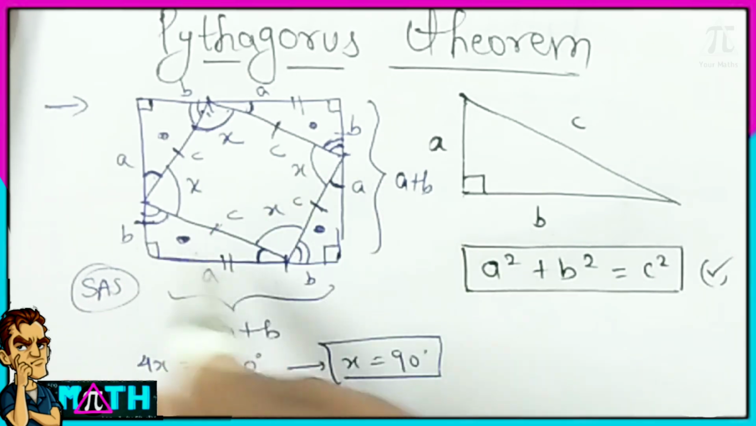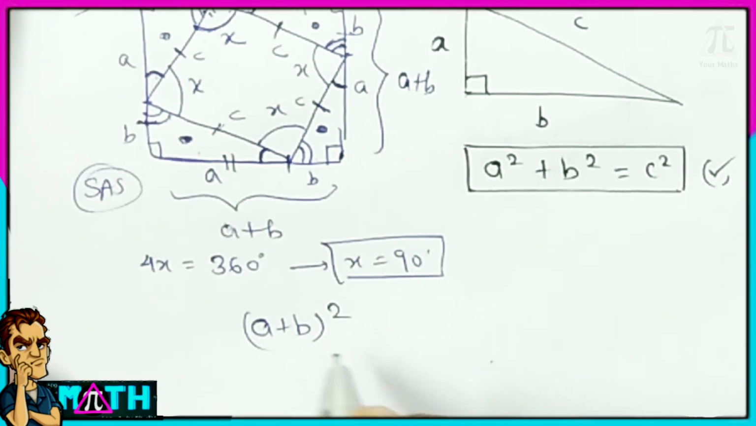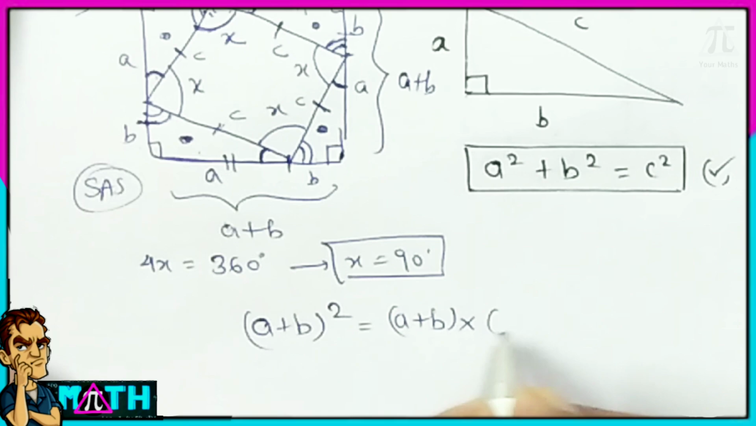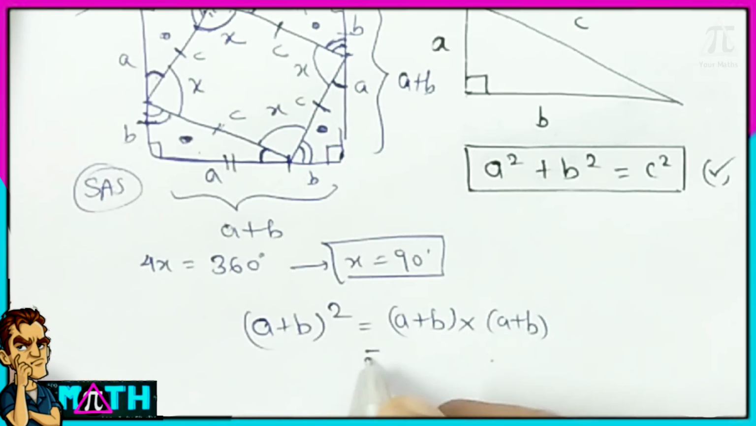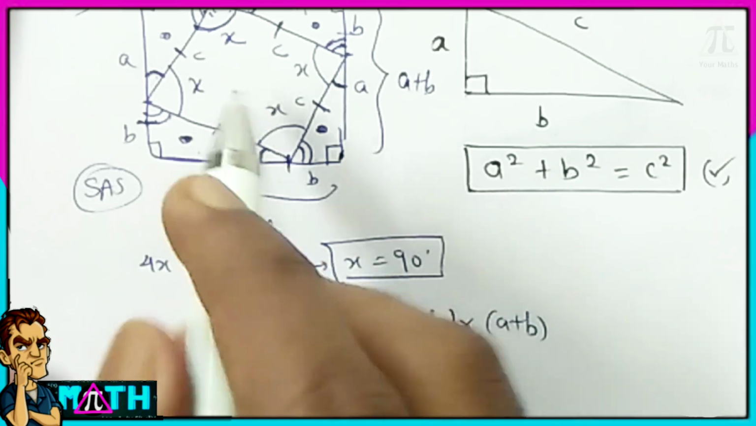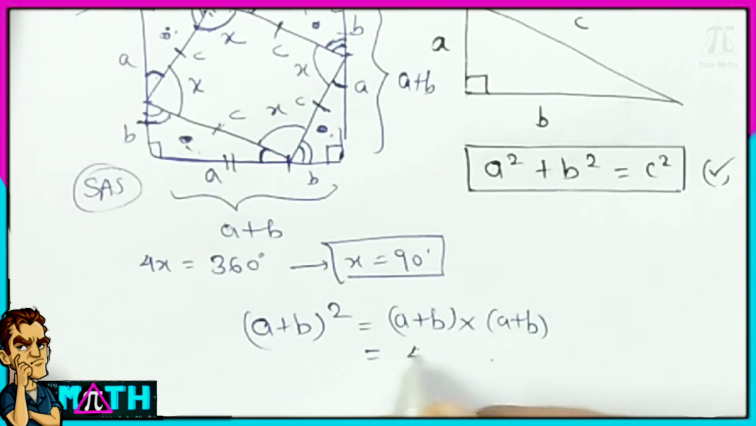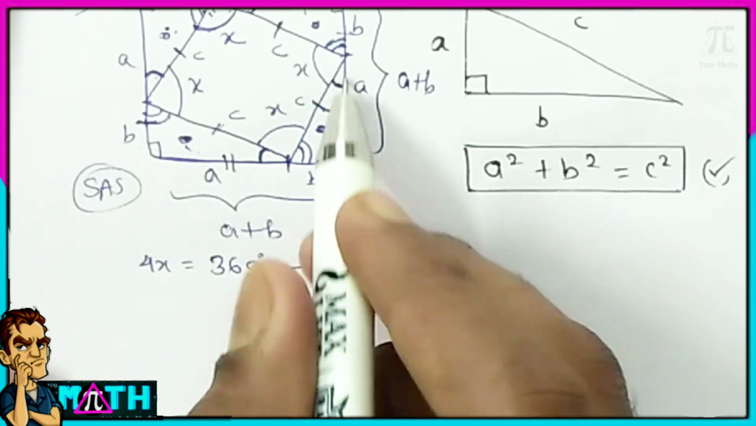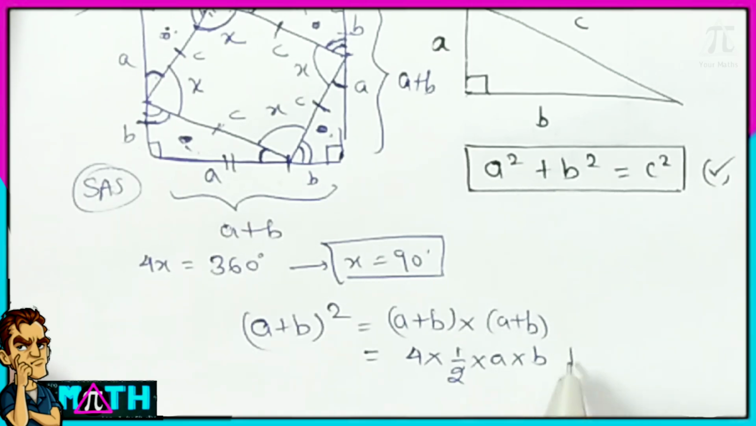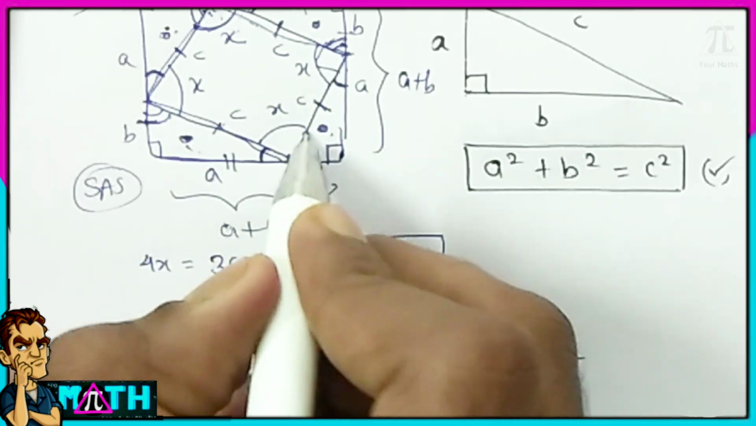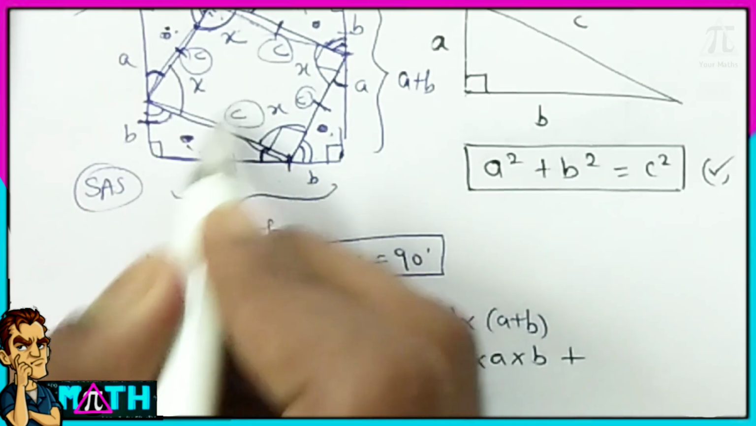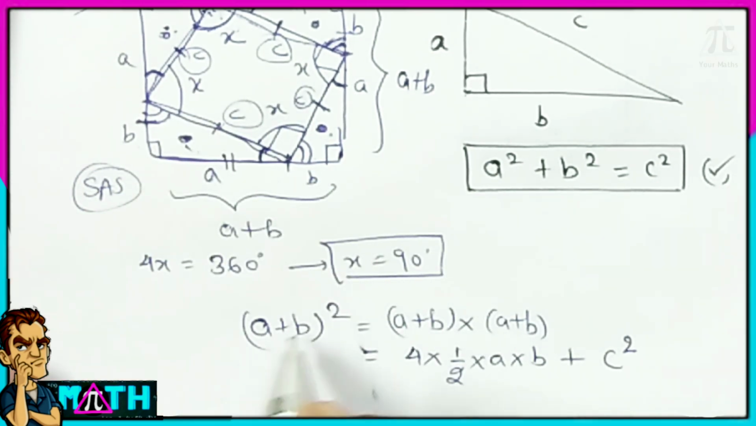And as you know, the area of the bigger square is a plus b the whole square because it's the product of the side lengths. Now there is one more way to calculate the area of this whole bigger square. So first calculate the area of one single triangle, which is half into a into b, and there are four triangles, so 4 into half into a into b. Now add the area of this quadrilateral and you can clearly see the x is 90 degrees and all the sides are same, so this is also a square, so the area is c square.